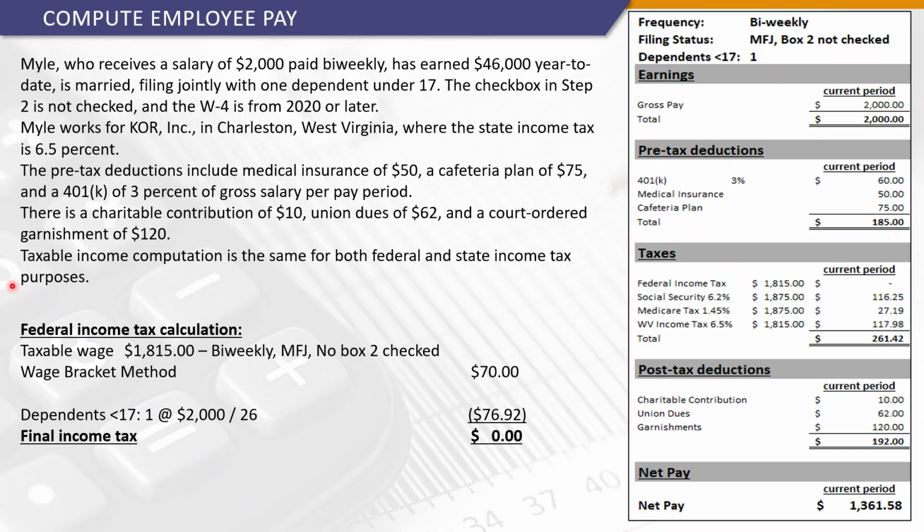We start with the gross pay, which we were told is $2,000. Sometimes you have to calculate the period pay because the exercise only provides you with the annual pay. However, in this case, we know it is $2,000. Next, we subtract the pre-tax deductions for 401k contributions, pre-tax medical, and cafeteria plan to arrive at taxable earnings.